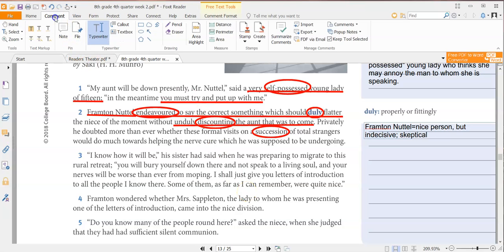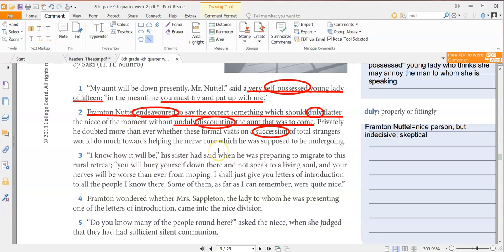So here we have, you know what migrate means. You know what rural means. Retreat, you know what that means. Moping, you know what that means. So I think here we don't really have any unfamiliar vocabulary words, but we're getting a little bit more.